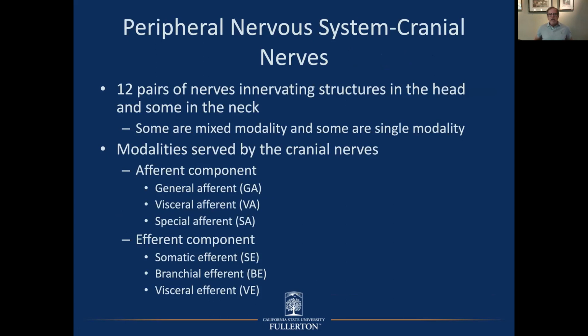So elaborating on that point I just made about the modalities, we do have 12 pairs of nerves that innervate structures of the head and some in the neck, and those are the cranial nerves. They all connect to the brain stem, except for number 1 connects directly to the cortex, to the limbic area of the cortex, as a matter of fact.